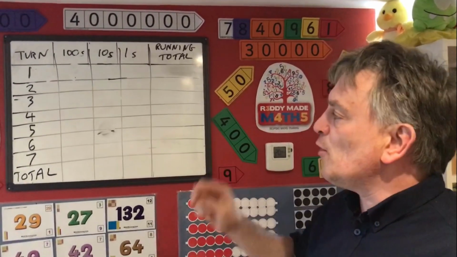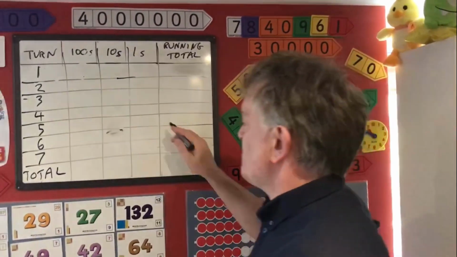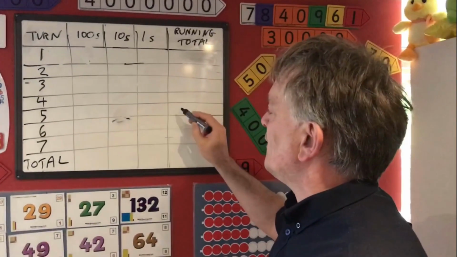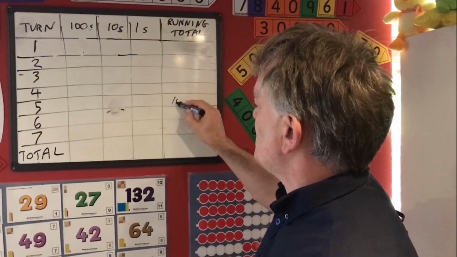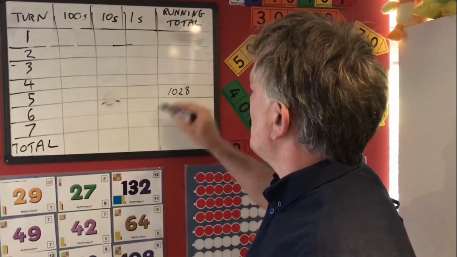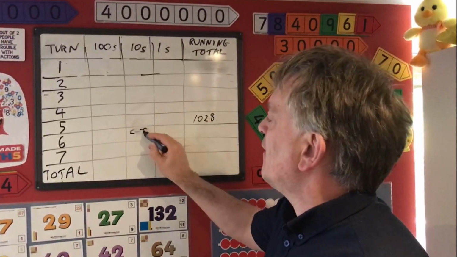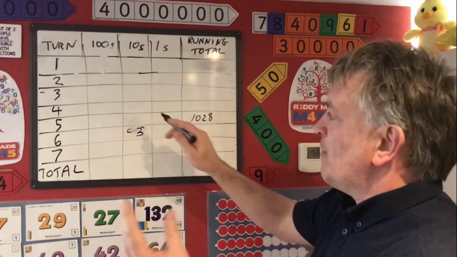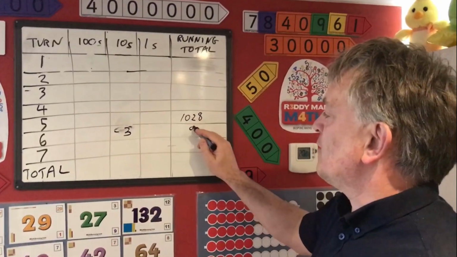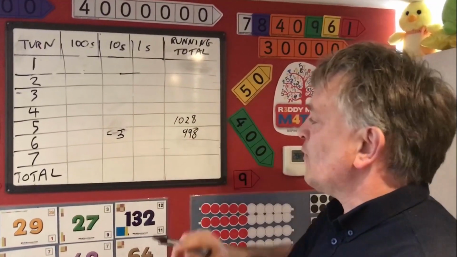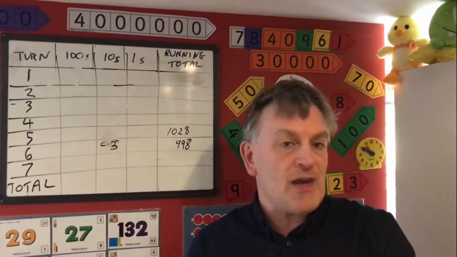What I'm going to do now is I'm going to roll the dice. Let's say, for example, at this point on number 5, my running total is just gone over 1,000. Imagine I'm on 1,028 at this point. And then I roll a 3. I can actually put my 3 there. That is a negative. And I'm going to minus 30, which therefore will get me to 998. So it does give a little bit more scope to go forwards and then backwards.